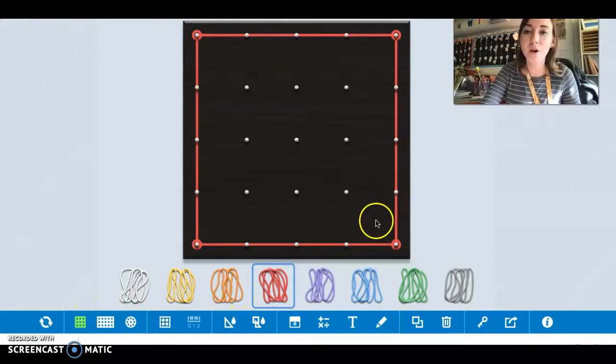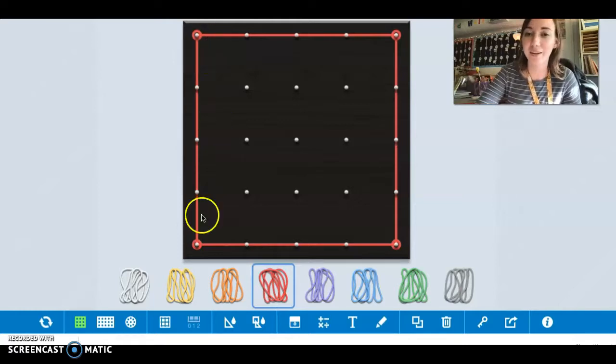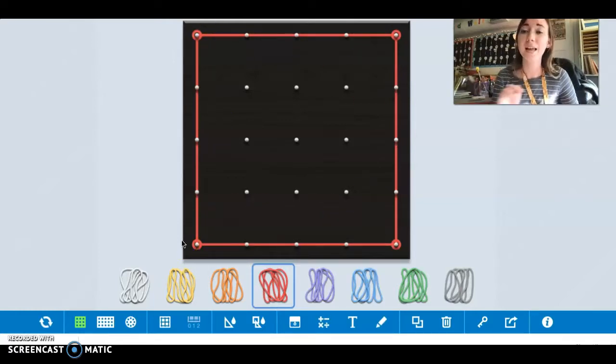So I have, what shape is this right here? What shape is this? This is a square, and it is red. If you said quadrilateral, if you said polygon, that is also true, but I'm just going to go ahead and call it a square here. So I want to partition this square into two equal parts.